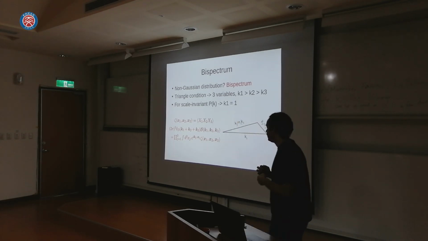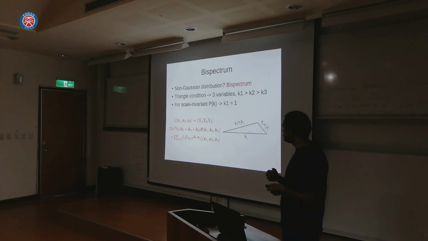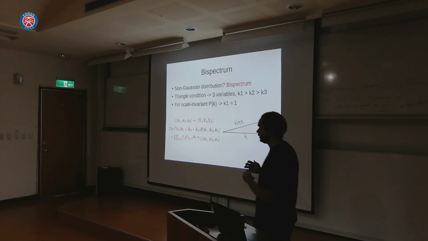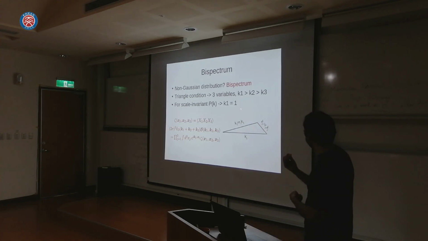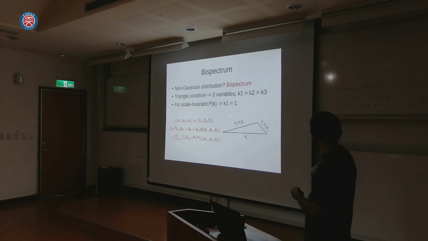For fields that have a scale invariant power spectrum, which is also true for the vacuum fluctuations, it turns out that the bispectrum itself does not depend on the exact values of these wave numbers, but is only a function of their ratios. For instance, it would only depend on R2, which is the ratio of K2 to K1, and R3, which is the ratio of K3 to K1, and we can generally set K1 to 1.